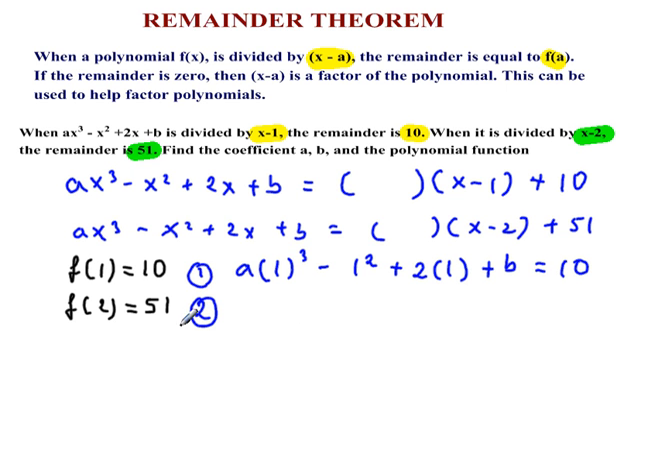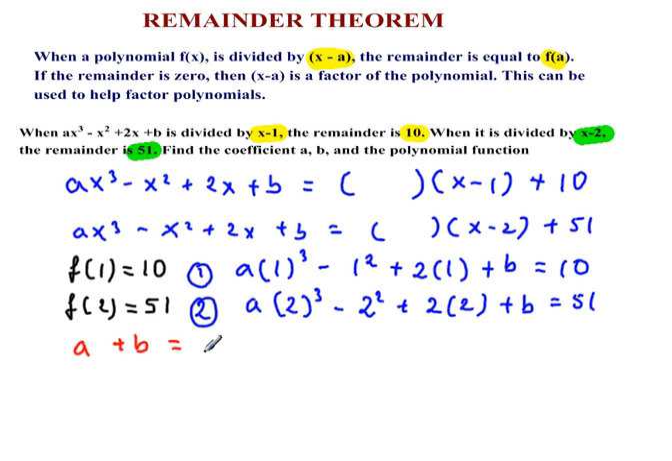The second equation, x is equal to 2, so a times 2 cubed minus 2 squared plus 2 times 2 plus b equals 51. Simplify equation number 1 and equation number 2, and you're going to get a plus b equals 9. Okay, a plus b, this was 2 minus 1 is 1, 10 minus 1 is 9.